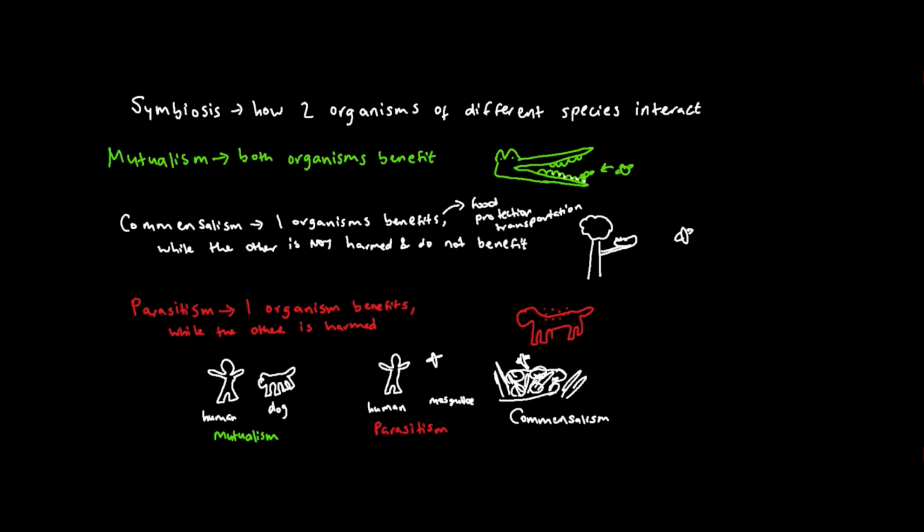With mutualism, both organisms benefit. In commensalism, one organism benefits by getting, let's say, free food, free protection, free transportation, while the other organism is not harmed and they do not benefit. And lastly, we have parasitism, where one organism benefits while the other is harmed.